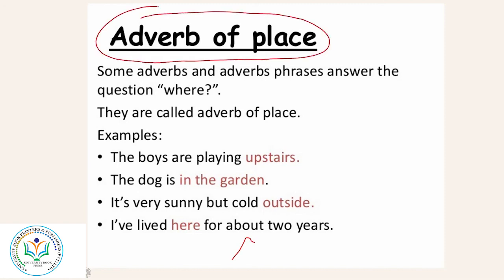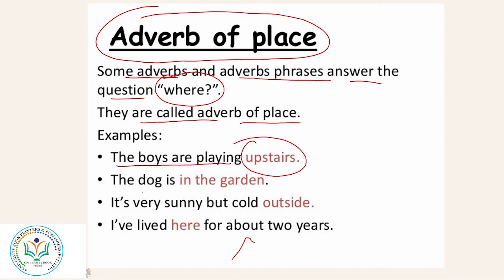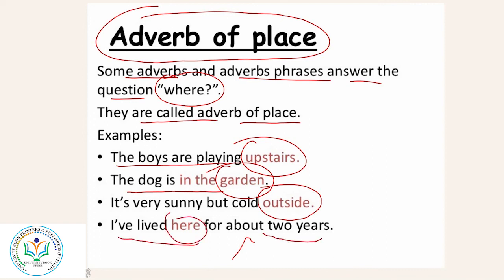It tells you where the action is done. Some adverbs and adverb phrases answer the question where the action is done. They are called adverb of place. Like the boys are playing upstairs. The dog is in the garden. It's very sunny but cold outside. I have lived here for about 2 years. Upstairs, in the garden, outside, and here is the example of adverb of place. It's telling you where the action is happening.